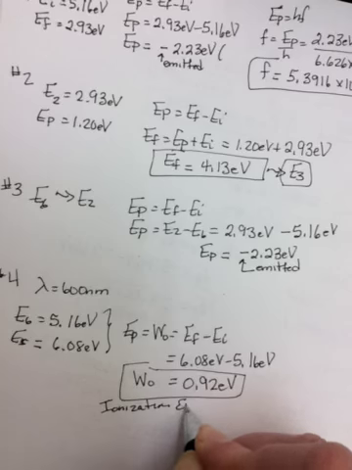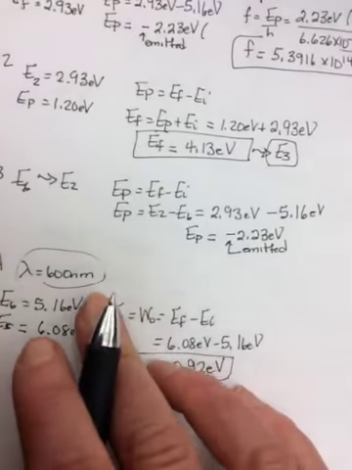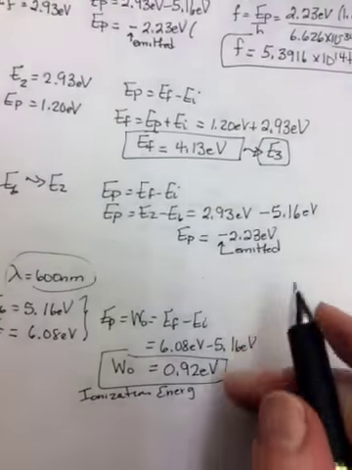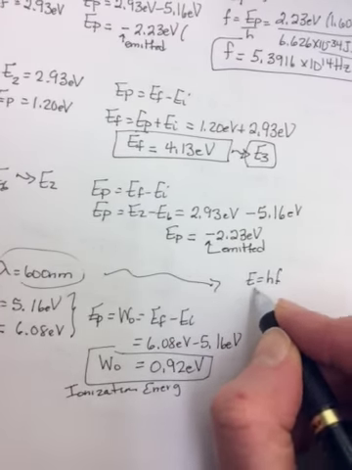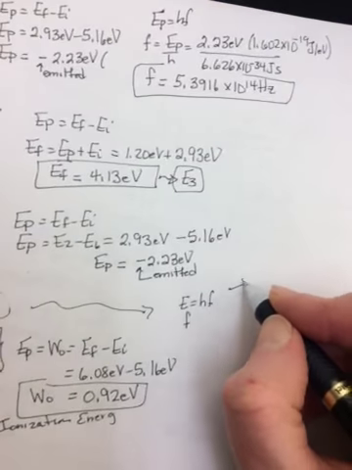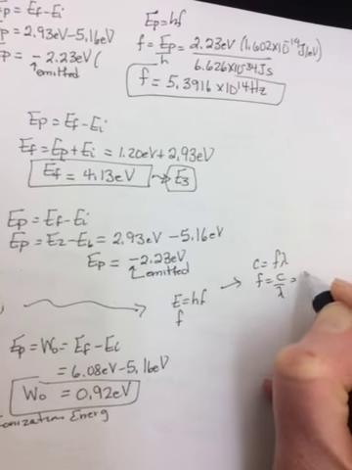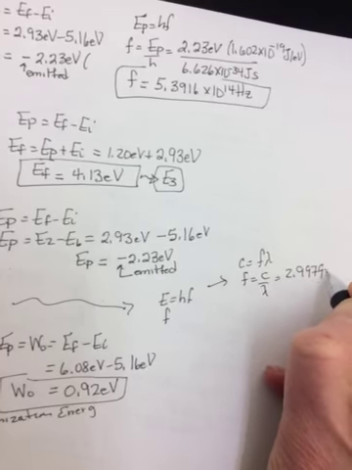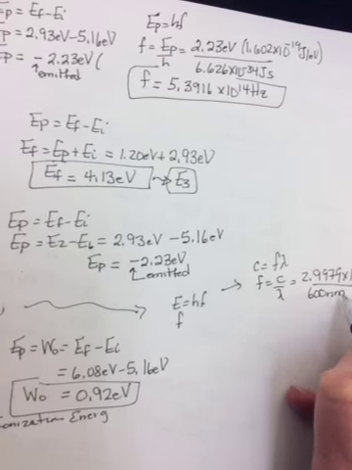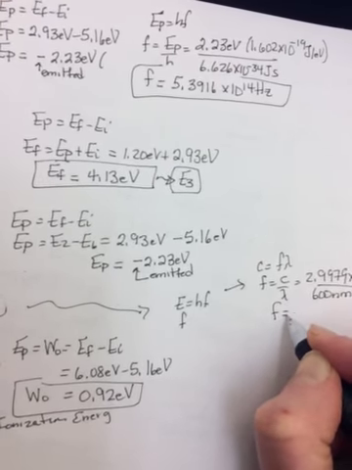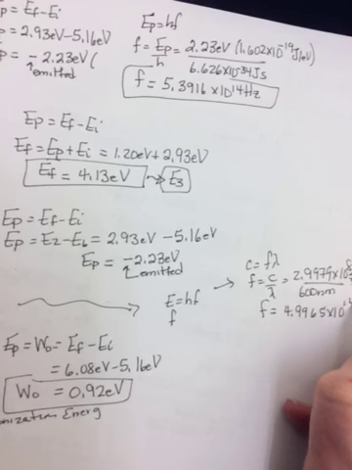Okay, so now the question wants to know, if this wavelength of light is absorbed, how much kinetic energy will the little electron have when it's given off? So first we need to find the frequency. E is equal to HF. C is equal to F lambda. So F is equal to C over lambda. So 2.9979 times 10 to the 8th meters per second over 600 nanometers. And you end up getting F to be 4.9965 times 10 to the 14th hertz.